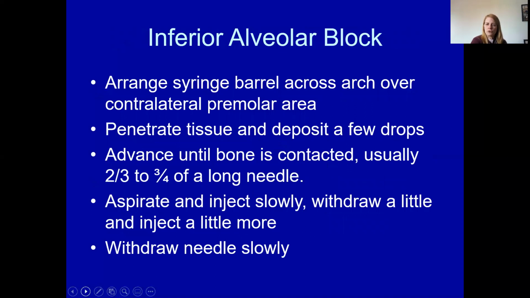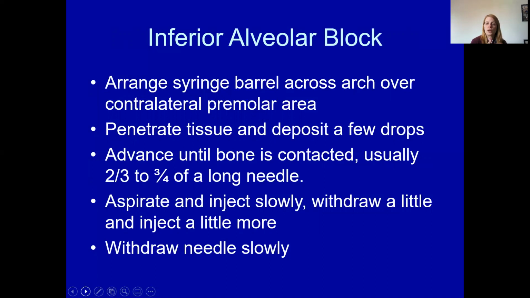With the inferior alveolar, you're going to arrange the syringe barrel. You're going to come across the arch over the contralateral premolar area. You're going to penetrate the tissue, and as you're going, a few drops are deposited. You don't have to specifically stop and deposit a few drops. You are going to advance until the bone is contacted. Usually it's 2/3 to 3/4 of a long needle. You will aspirate, turn, aspirate, turn, aspirate, inject.